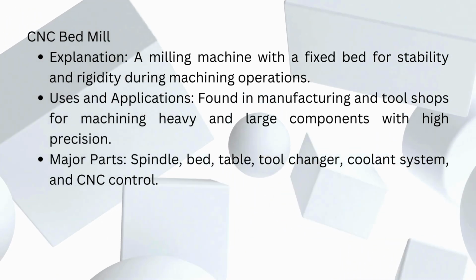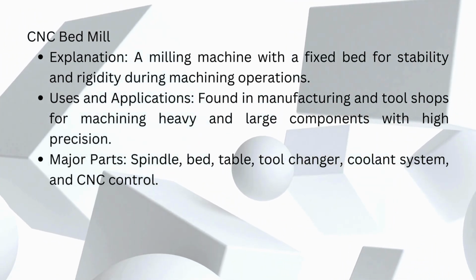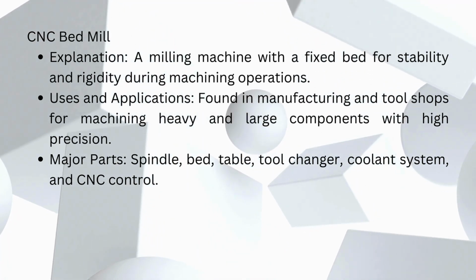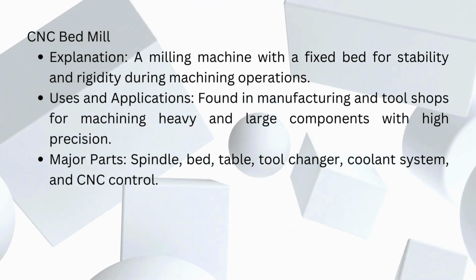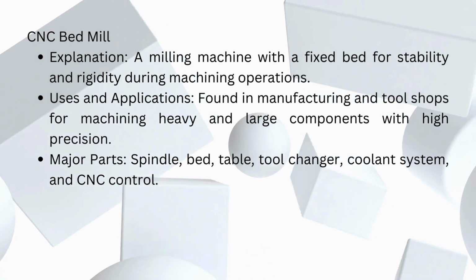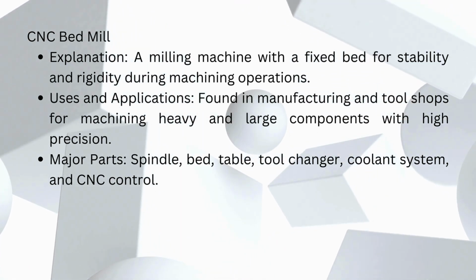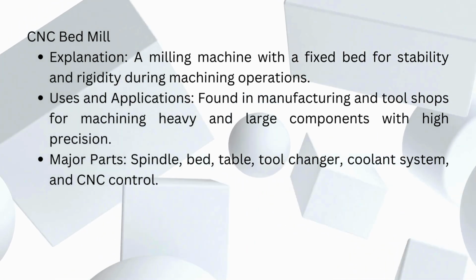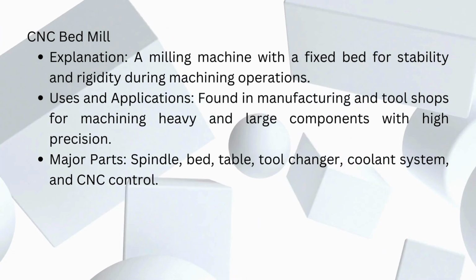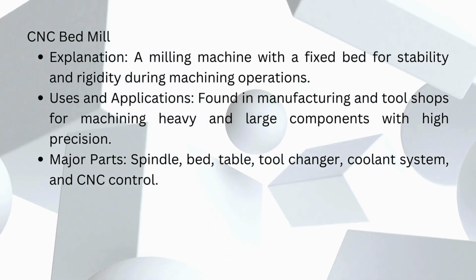CNC bed mill. Explanation: a milling machine with a fixed bed for stability and rigidity during machining operations. Uses and applications: found in manufacturing and tool shops for machining heavy and large components with high precision. Major parts: spindle, bed, table, tool changer, coolant system, and CNC control.